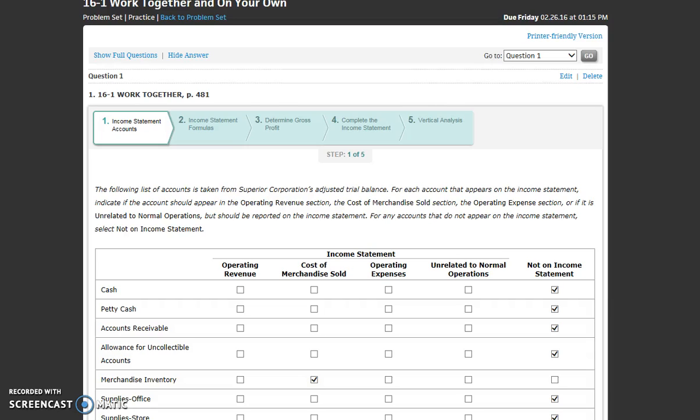Alright, we are going with 16.1, work together. So first, the following list of accounts taken from Superior Corporation's adjusted trial balance. For each account that appears in the income statement, indicate if the account should appear in the operating revenue section, the cost of merchandise section, the operating expense section, or if it is unrelated to normal operations but should be reported on the income statement. For any accounts that do not appear on the income statement, select Not on Income Statement.